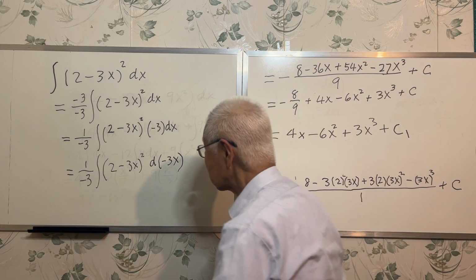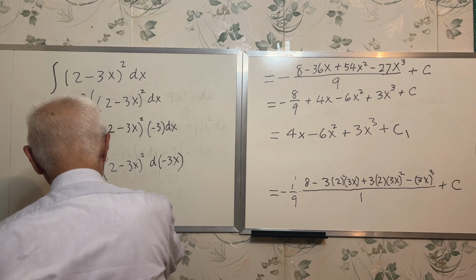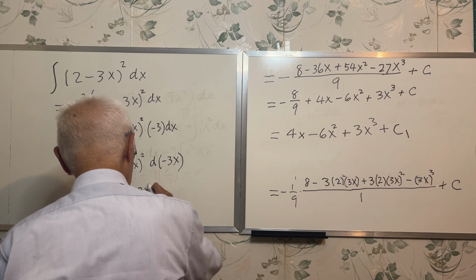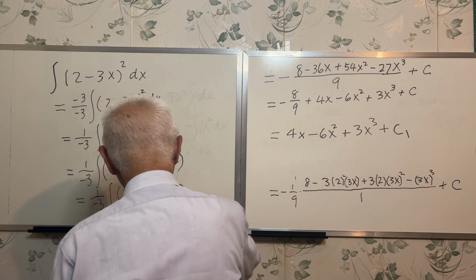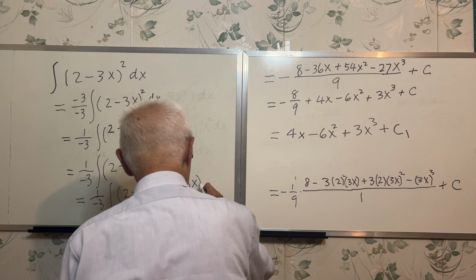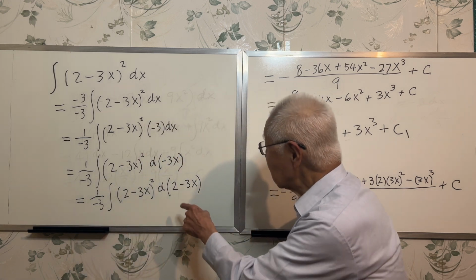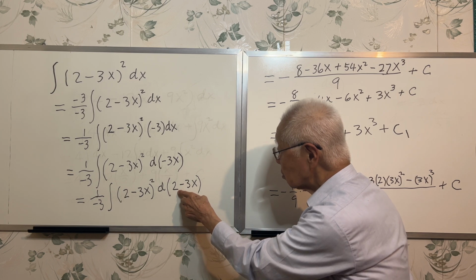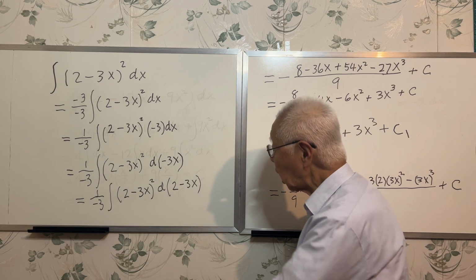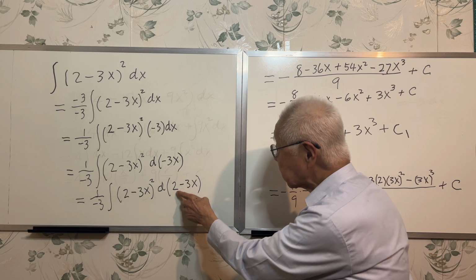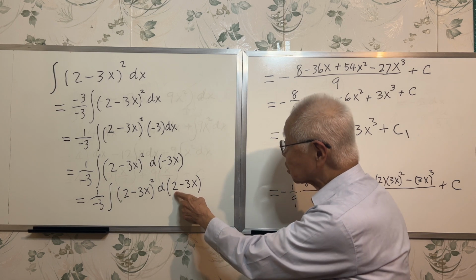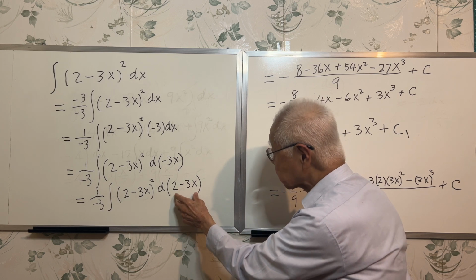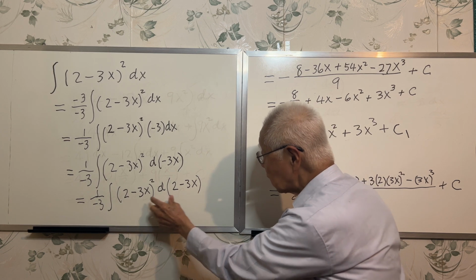Then I do another trick. Inside this bracket, negative 3x, I add a constant 2. I can do that because d of a constant is 0. So I can add any constant. The result is still d of negative 3x. So it doesn't affect anything. But why do I need to do that? Because if I add a constant 2 there, this part and this part are exactly the same.